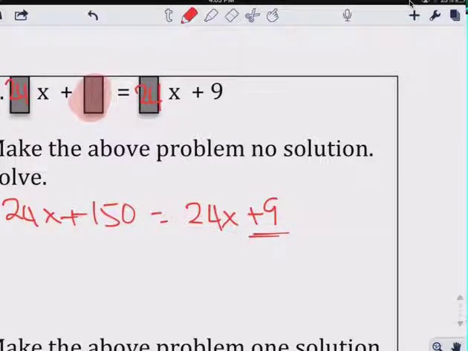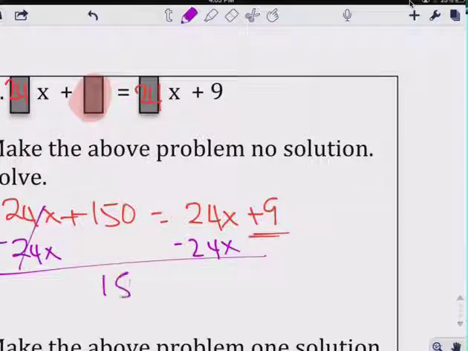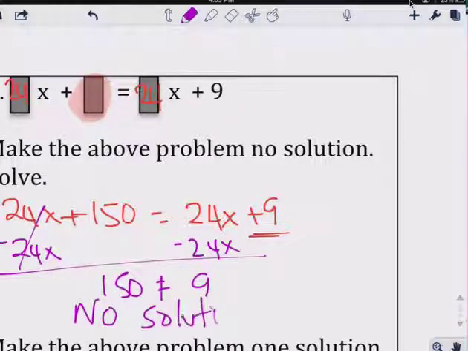Okay, so I get rid of the variable first by subtracting 24x, subtracting 24x. That gives me 150 equals 9. That's not true. That's why it's no solution. Okay?